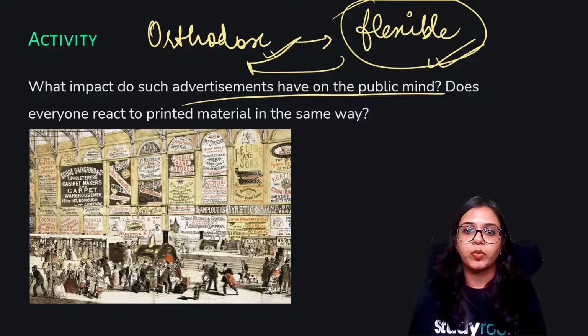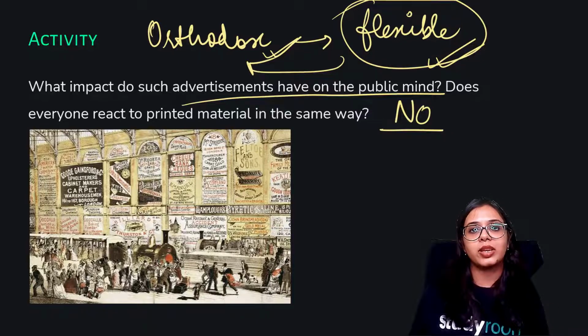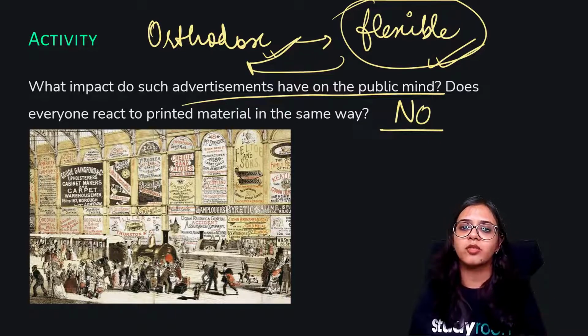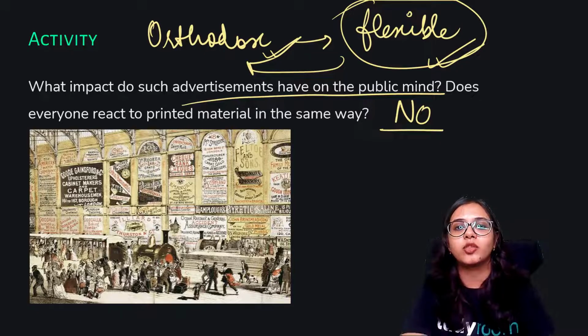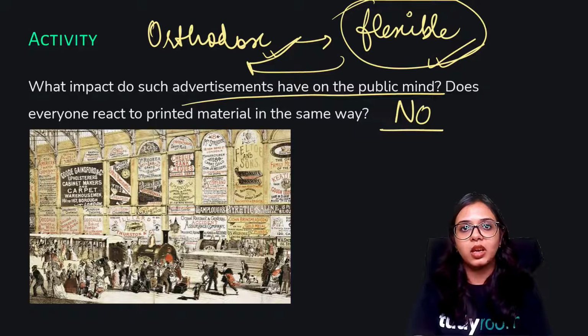So no, this is a very clear no. Not everyone reacted to printed material in the same way. People were influenced, but that was always to an extent. And some people who may not completely agree with whatever was being said in those printed books, or not just books, but advertisements or pamphlets or posters or whatever, could have easily shunned everything away. So this was all that you had to read in this part of the chapter, where the discussion of the printing culture in Europe comes to an end. In the later part of the chapter, we will be discussing how this print culture came into India.